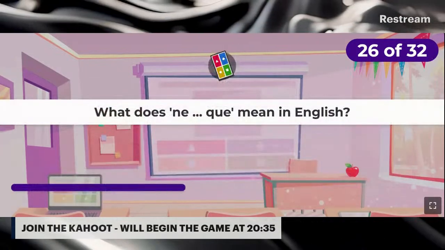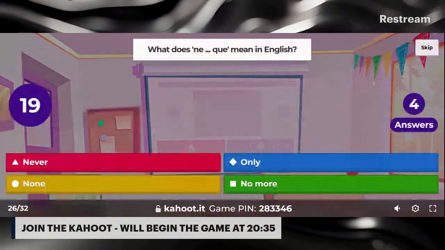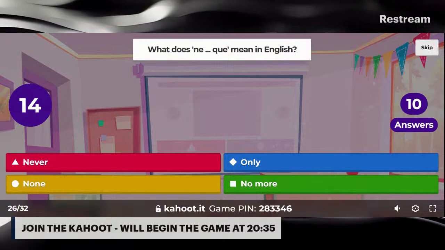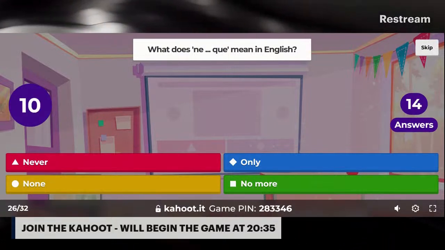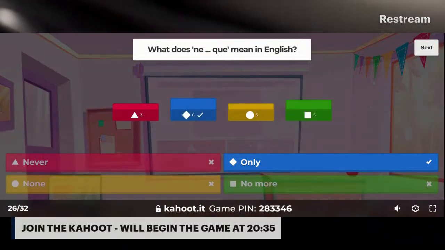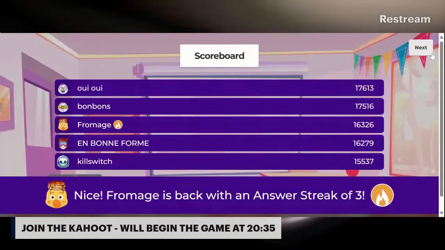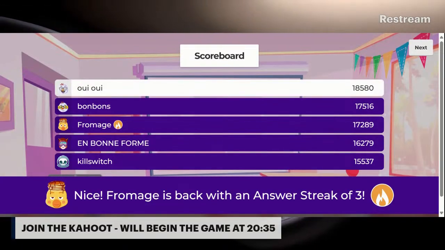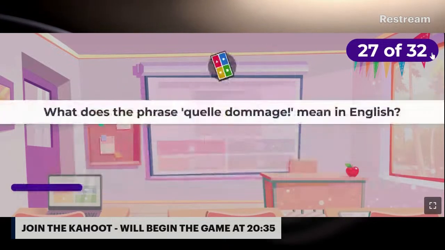What does ne, something que, mean in English? We also went through this. So is it never, only, none, or no more? The answer is only. Well done for the people in the chat who got that. Okay, and the scoreboard is looking very much similar to how it was before.